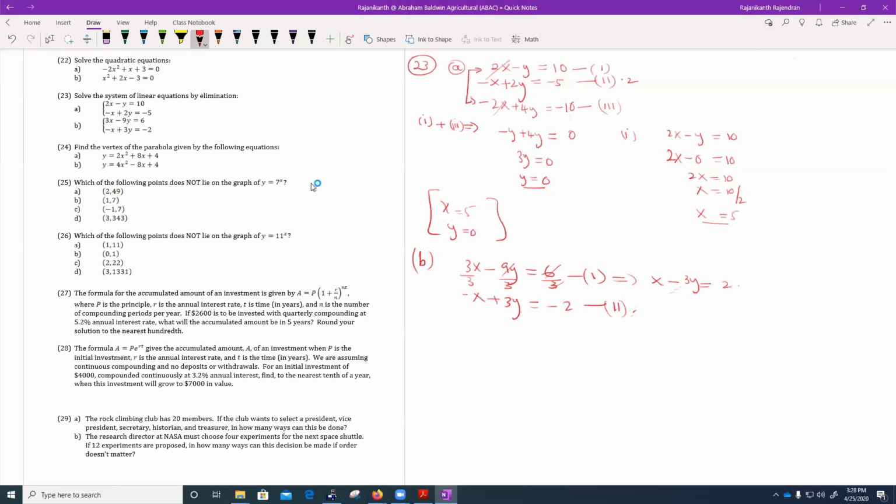Therefore, you will get infinitely many solutions for that. Since these two have the same equations, we have infinitely many solutions. Plenty of answers we will have. So that is the answer for that problem.